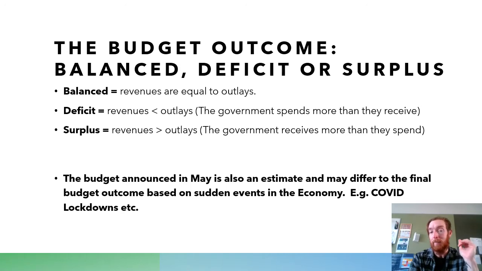The budget announced in May is also an estimate and may differ from the budget outcome based on sudden events in the economy. So things like COVID lockdowns in Sydney mean that the government has to outlay more support payments through transfer payments for those COVID disaster payments overall.